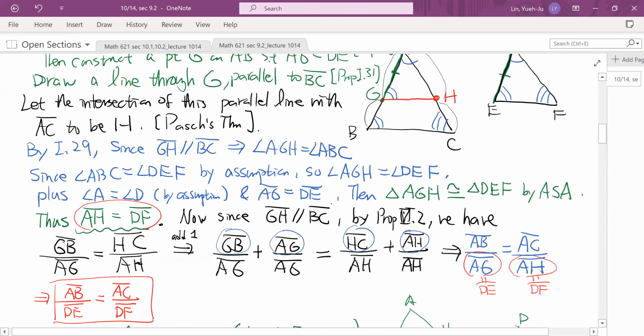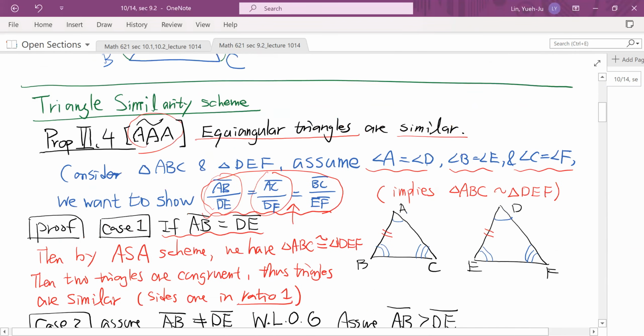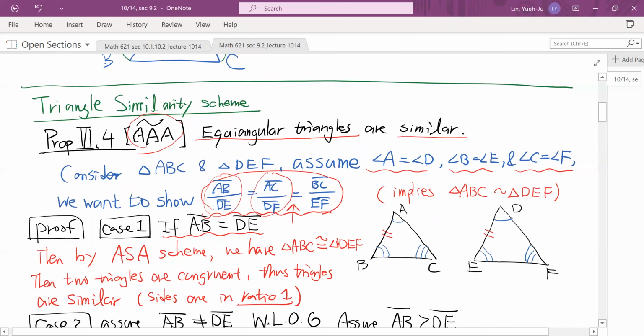And this is essentially the AAA similarity scheme. It tells you that if in two triangles the corresponding angles are equal, then the two triangles are going to be similar. But if you think about it, technically, we don't have to know all three angles, right? We only need to know two. And the reason is because if two of the angles are correspondingly equal, then we already know that in Euclidean plane geometry, the sum of the angles of a triangle is 180, right? So if two of the angles are already equal, the third one should also be correspondingly equal.